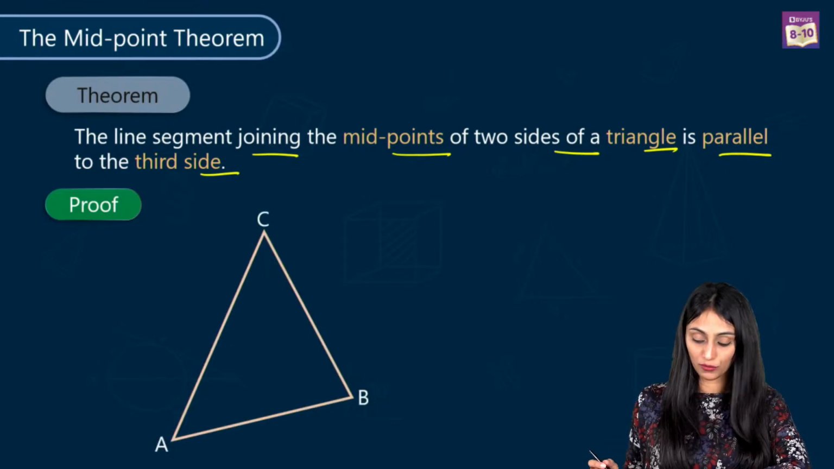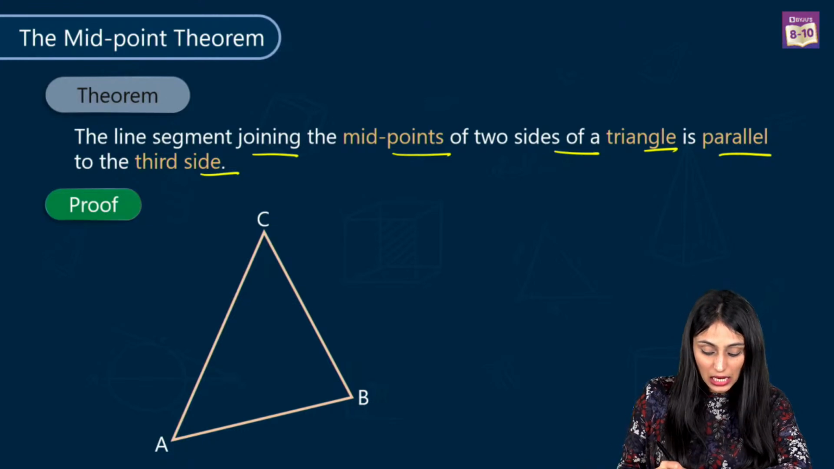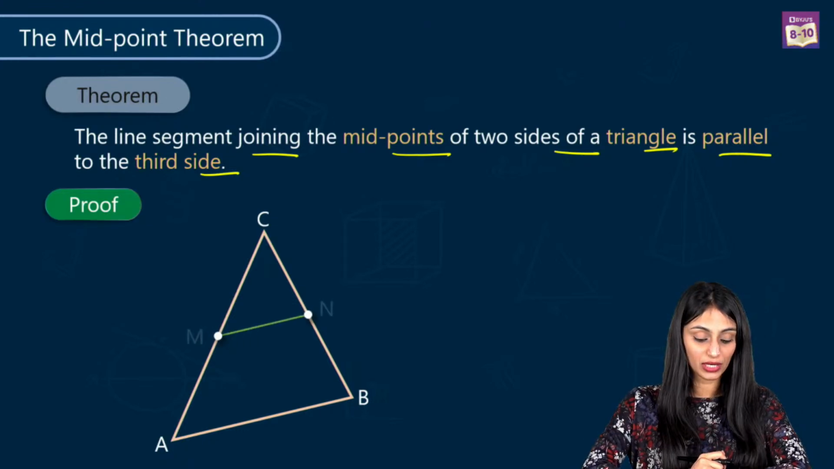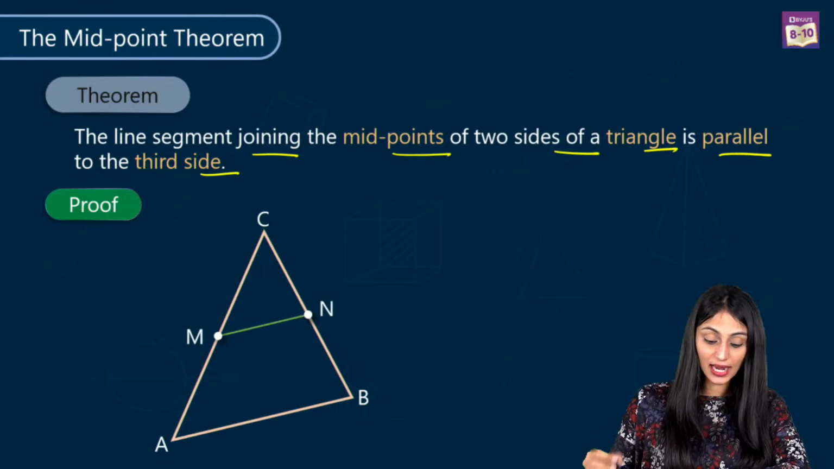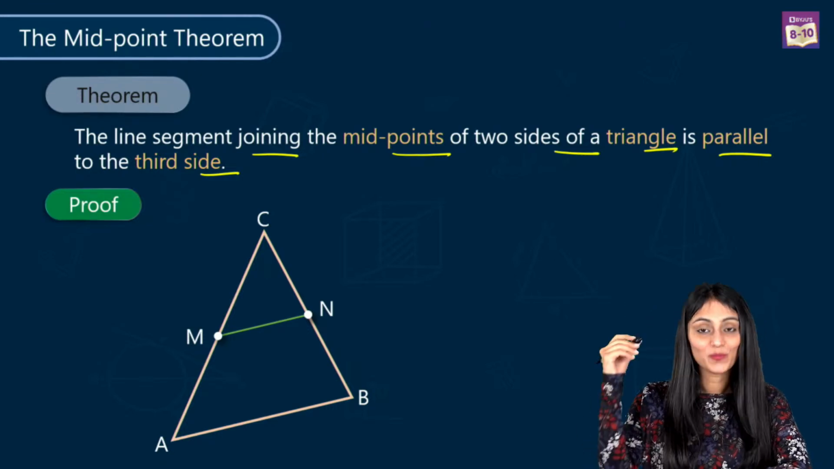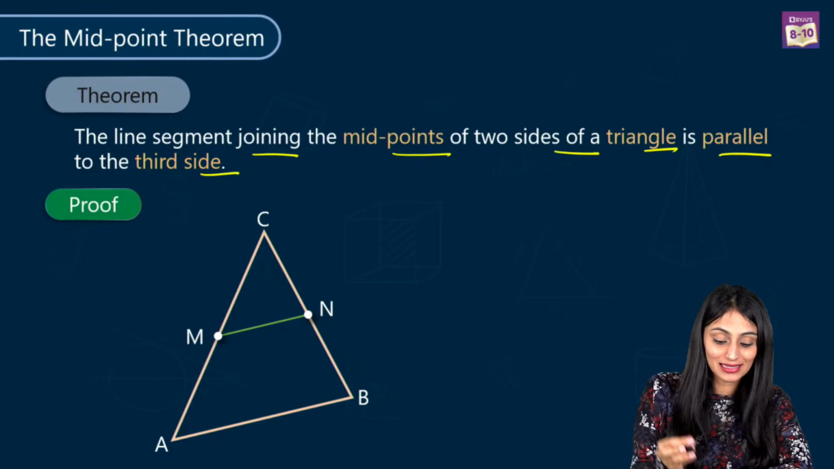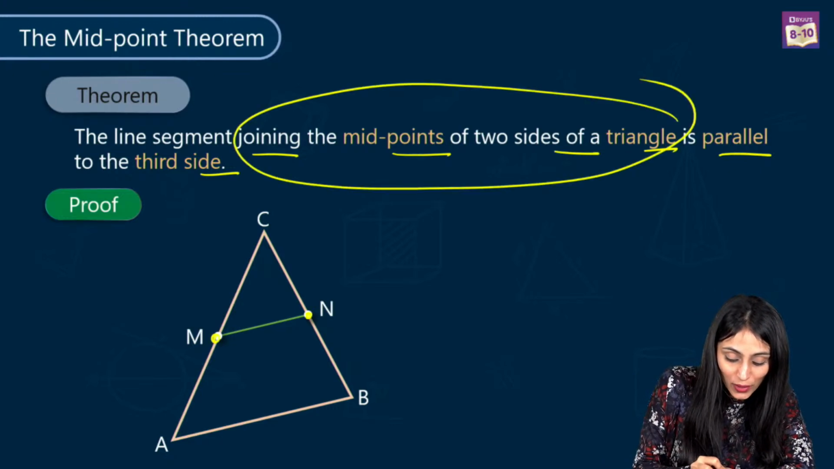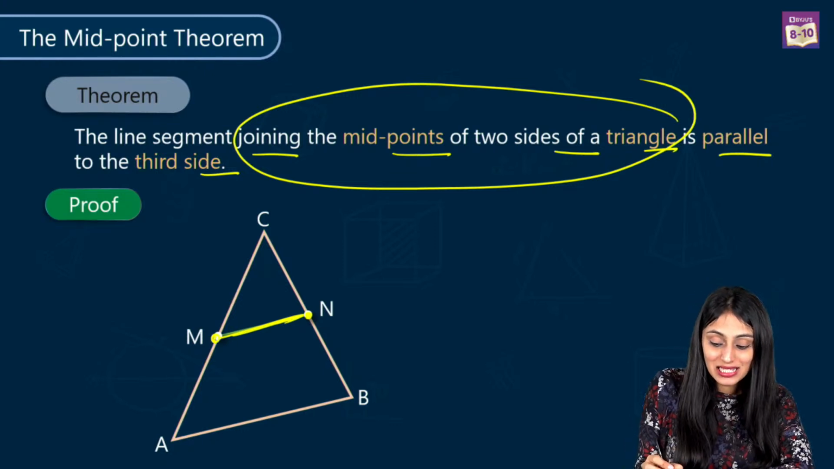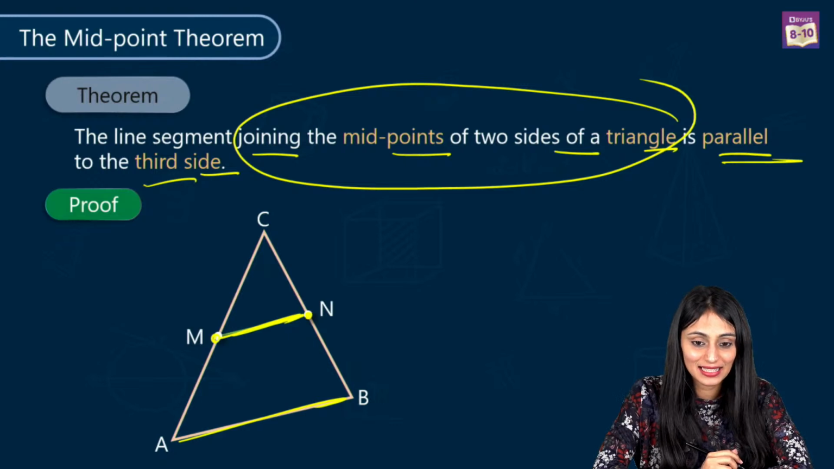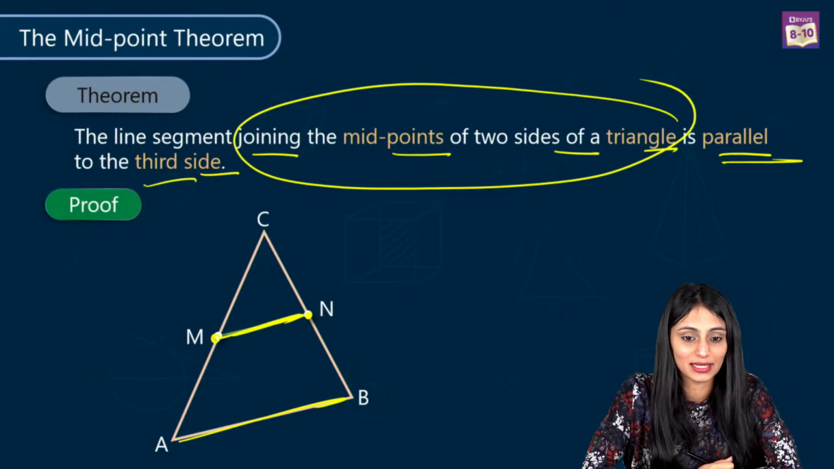So we have a triangle over here, triangle ABC. Now we'll plot the midpoints of any two sides, let's say AC and BC, and we join this MN. Once I join it, we see that this MN is parallel to AB. So this is what we were supposed to prove here, that the line segment joining the midpoints of two sides of a triangle is parallel to the third side. You see it is parallel to the third side, right? This is what we were supposed to prove.